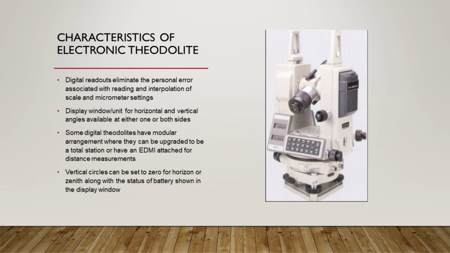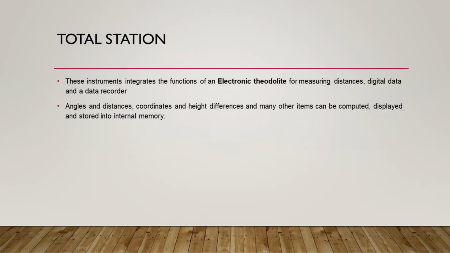Lastly, vertical circles can be set to 0 for horizon or zenith along with the status of battery shown in the display window. Next is total station. These instruments integrate the function of an electronic theodolite for measuring distances, digital data, and a data recorder. Angles and distances, coordinates, and height differences, and many other items can be computed, displayed, and stored into internal memory.